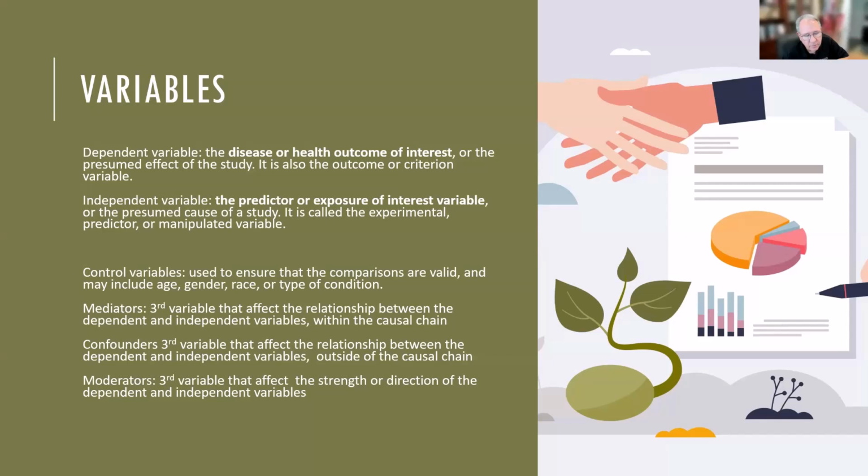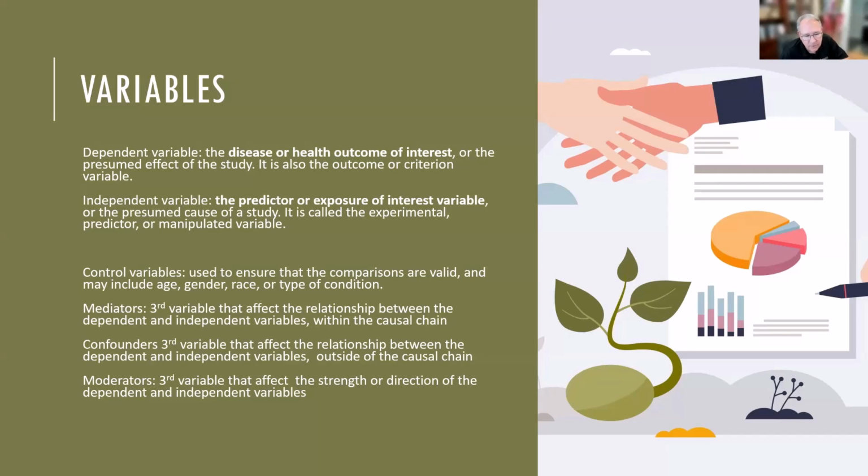You can also have control variables. You may want to be controlling for age, gender, race, or type of condition. You can also have mediators, which is a third variable that may affect that relationship. And a mediator needs to be within the causal chain. It can't just be some random variable.